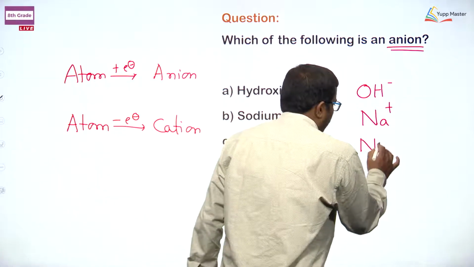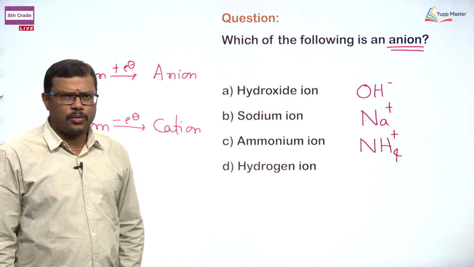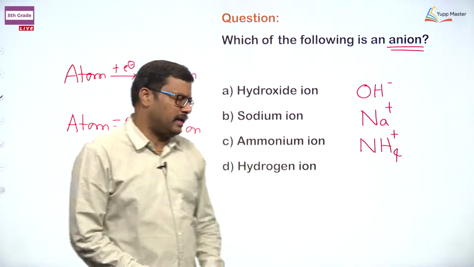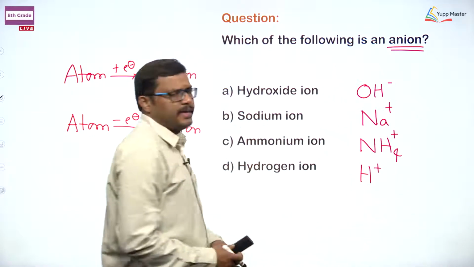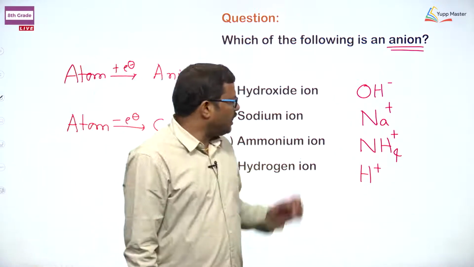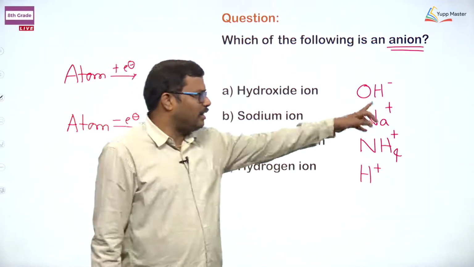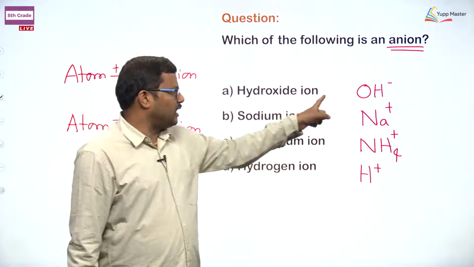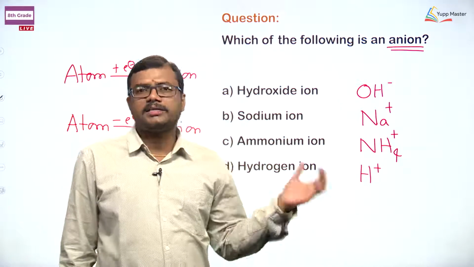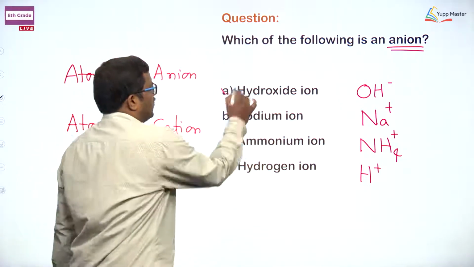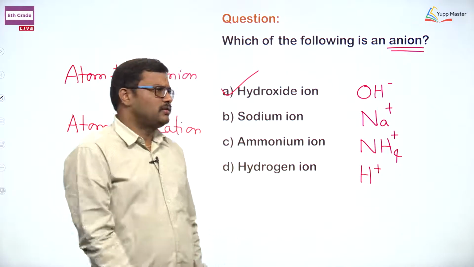Ammonium ion, as in the ammonium chloride formula we just wrote, is NH4 plus. So, this is also a cation. Hydrogen ion is H plus, that is proton. So, sodium ion, ammonium ion, and hydrogen ion all have positive charges. Hydroxide ion is the only ion having negative charge, and negative charge is obtained only by accepting an electron. So, what is the anion in this case? Hydroxide ion is the anion in the given species.